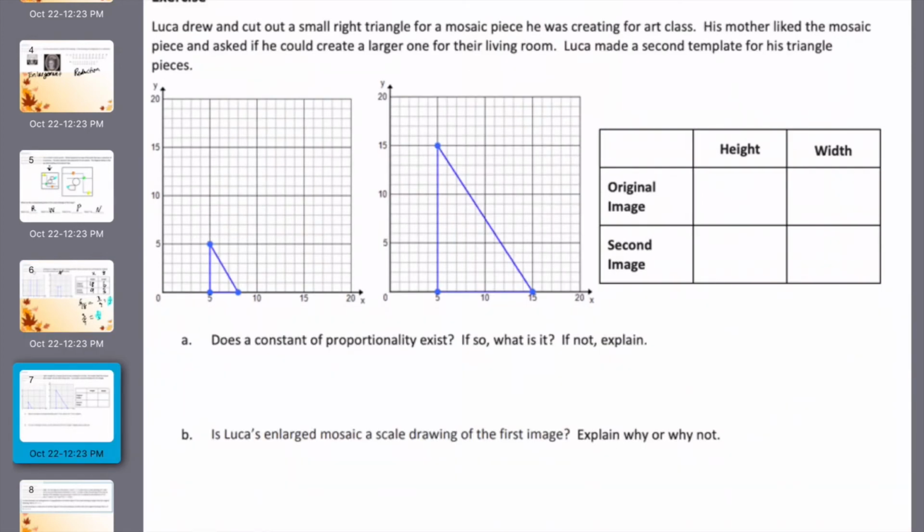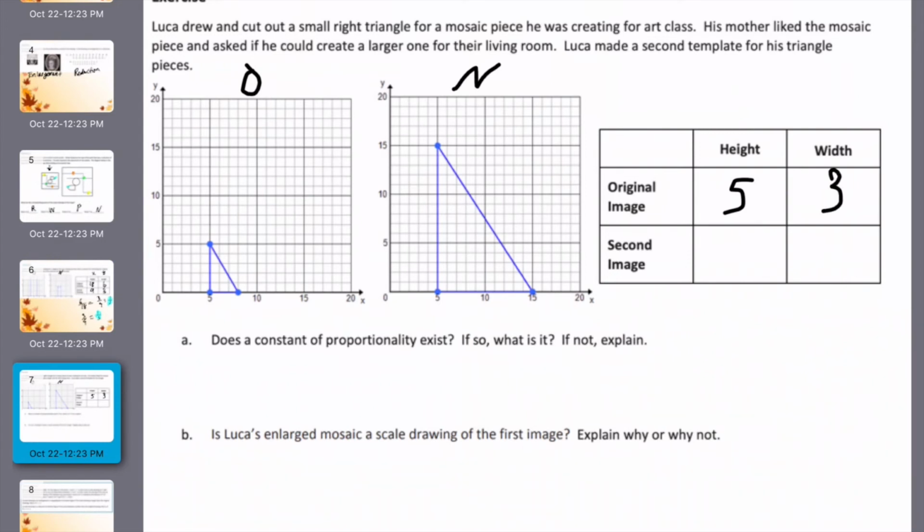Luca drew and cut out a small triangle for a mosaic piece he was creating for art class. His mother liked the mosaic piece and asked if he could create a larger one for their living room. Luca made a second template for his triangle pieces. So let's fill out this table first. So I know in the original image right here, original versus new, the original image was 5 units tall and the width was 3 units wide.